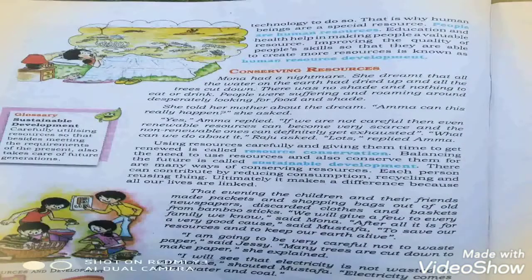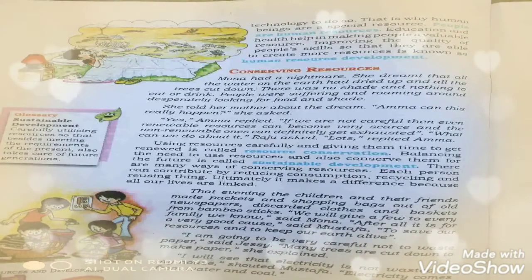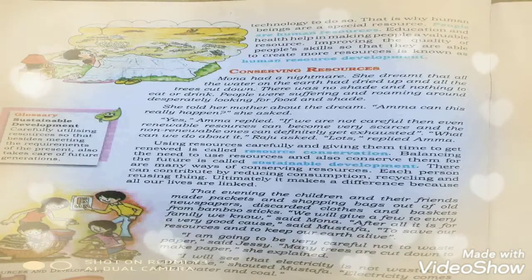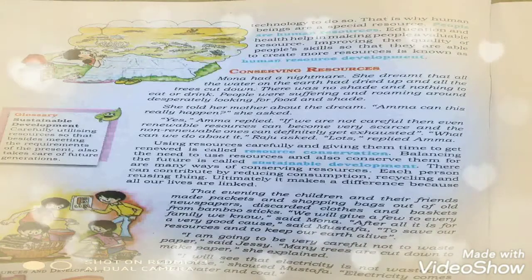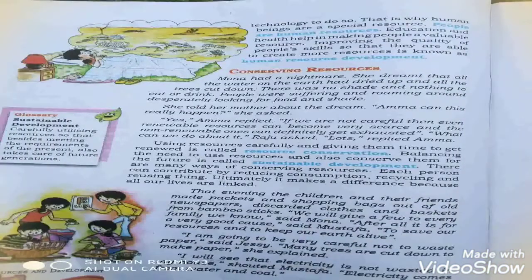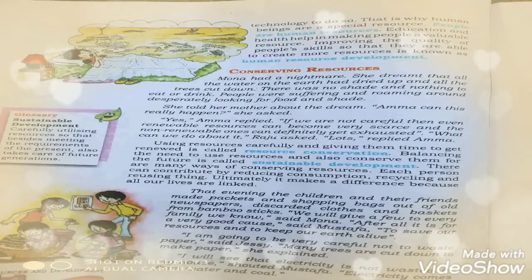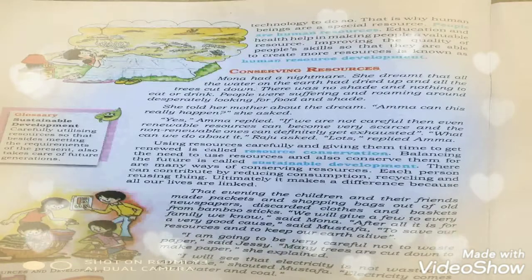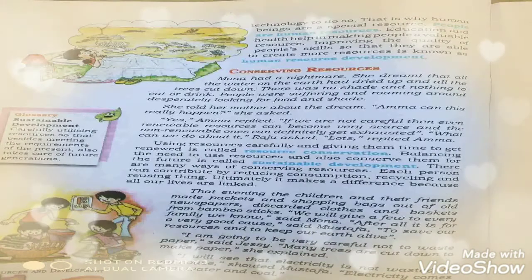That evening the children and their friends made packets and shopping bags out of old newspapers, discarded clothes and baskets from bamboo sticks. We will give a few to every family we know, said Mona. After all it is for a very good cause, said Mustafa, to save our resources and to keep our earth alive. I am going to be very careful not to waste paper, said Jessie. Many trees are cut down to make paper, she explained. I will see that electricity is not wasted in my house, shouted Mustafa.